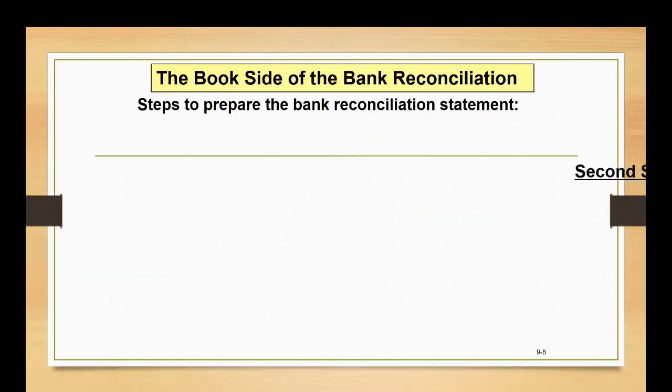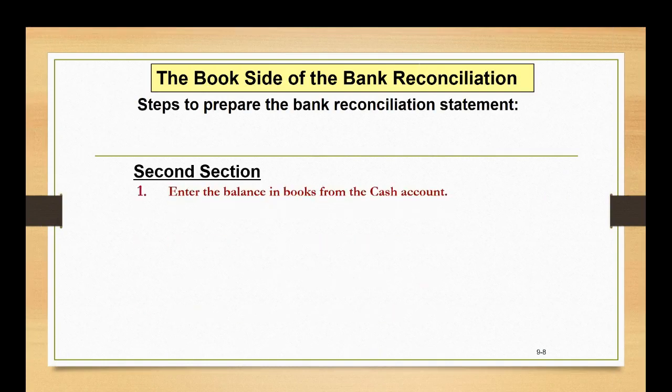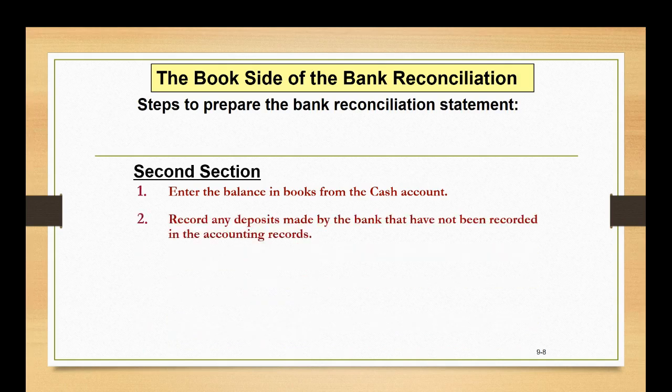On the book side of the bank reconciliation, you're going to list the balance from the cash account in your records. This could be from the general ledger, or it could be from a Quicken or QuickBooks account. Wherever it is that you keep your book records, you would want to enter the cash balance on the cutoff date. You'll want to record any deposits that the bank may have made that you may not have known about, such as a collection.